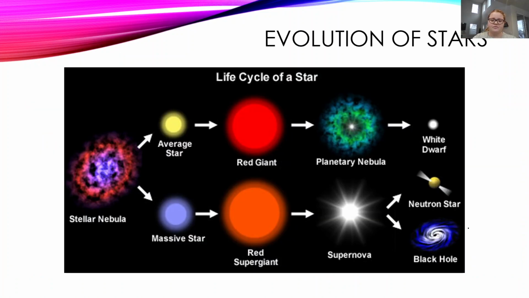Let's talk about the evolution of stars now. We've talked about the birth of stars, starting with that stellar nebula, but we want to move on to what happens after that stage. In our solar system, we have the sun, and it is considered to be an average star. After the solar nebula, we have a star that's formed.